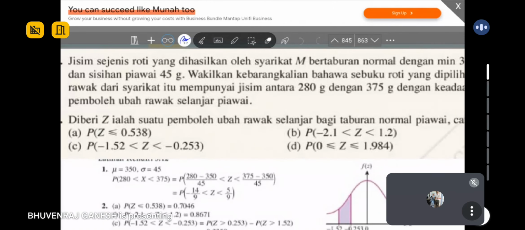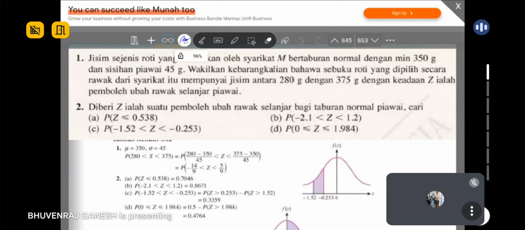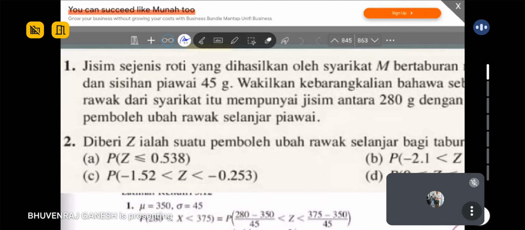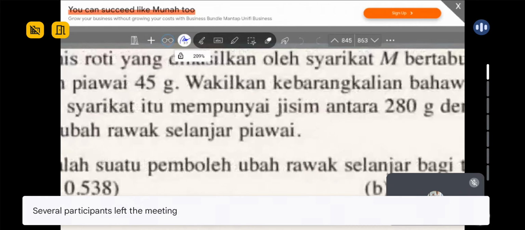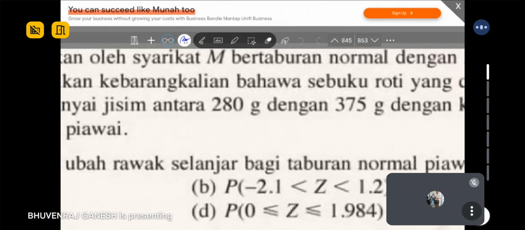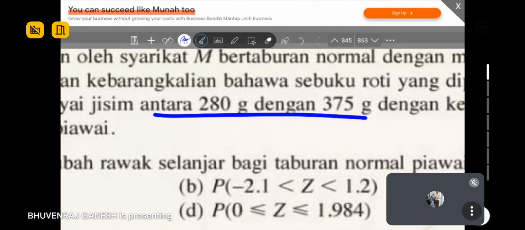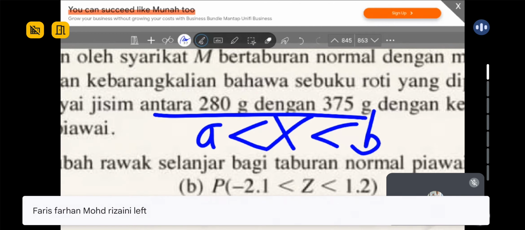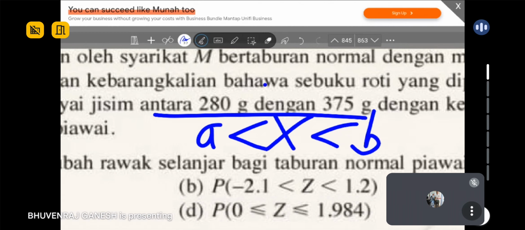For question 1, it's an application question. They ask you to represent the probability between 280 and 375. Guys, whenever they say between, what is the symbol we use for something in between? Anyone? What is the inequality symbol, or what is the format of your answer? Less than. Yes, very good. Less than. a less than X less than b. You fill in the values, 280 and 375, right, guys? Can I ask you, is it your X score or Z score? Which one?